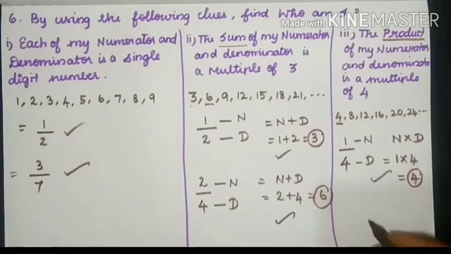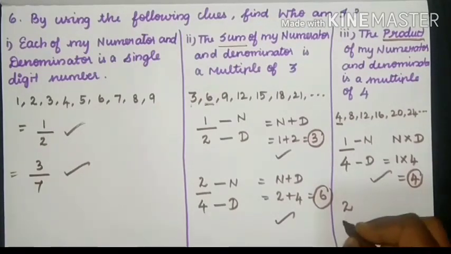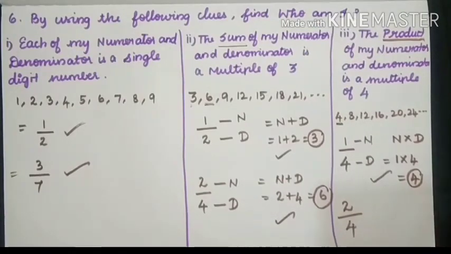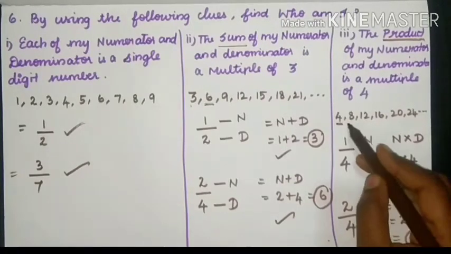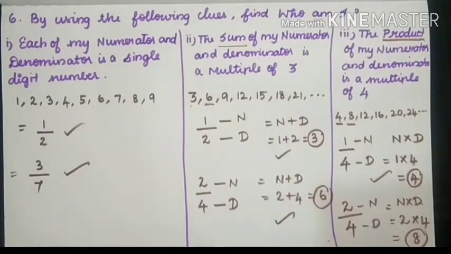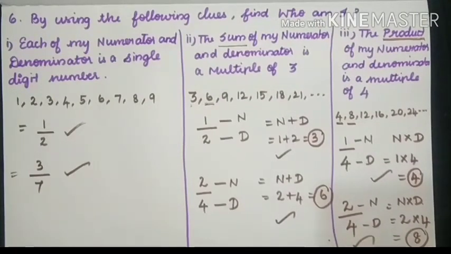Let's see one more example. Numerator value is 2 and denominator value is 4. We have to find the product of numerator and denominator. 2 4s are 8. 8 is also a multiple of 4. So it satisfies the third given clue.